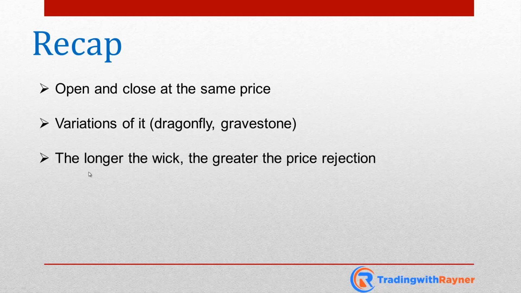This is the clue that tells you how to categorize the different types of doji that you see on your chart: look at where the wick has rejected the price, whether it is higher prices or lower prices.